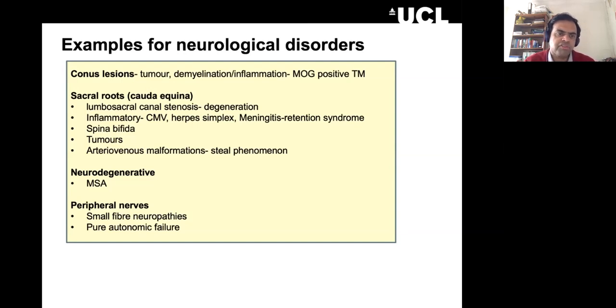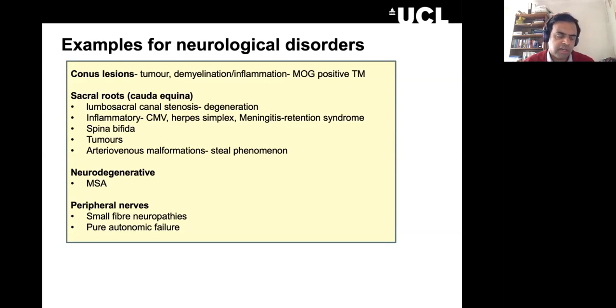Lesions of the sacral roots, such as quite severe lumbar canal stenosis, inflammatory lesions in the setting of HIV, you have CMV radiculitis. You have this entity of meningitis-urinary retention syndrome. Some cases of spina bifida, where it's predominantly sacral root involvement, so there might be very little lower limb signs. Sometimes you can have thoracic arteriovenous malformations that result in a steal phenomenon, where there's a relative ischemia of the conus and the cauda. These patients can present with quite significant pelvic organ complaints, though the lesion is higher up.